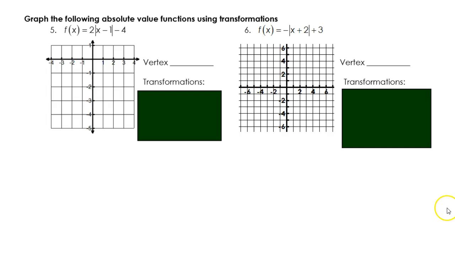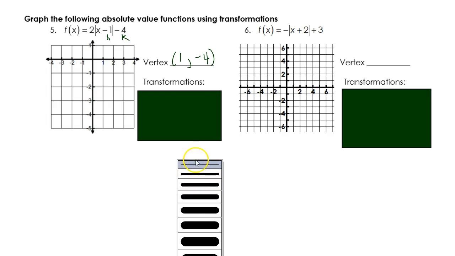Let's talk about what they look like on the graph, and we'll use the vertex and the transformations in order to get our picture. So first, the vertex. Remember that the H comes from the part inside, and the K comes from the part outside at the end. The inside part is opposite, so the H is actually going to be +1 for the vertex. And the K is exactly what you see. It's going to keep its sign, so it's going to be -4. So our vertex is at 1, -4.